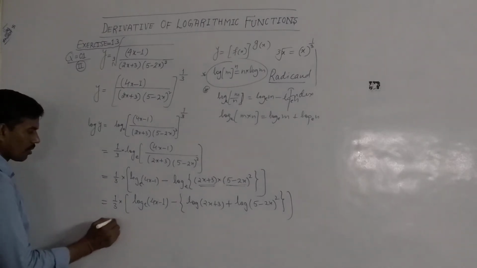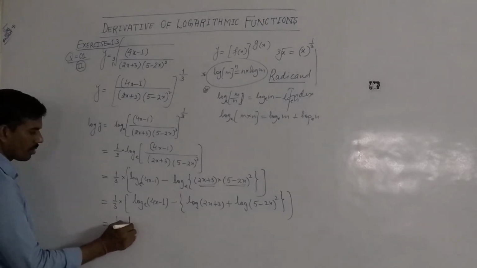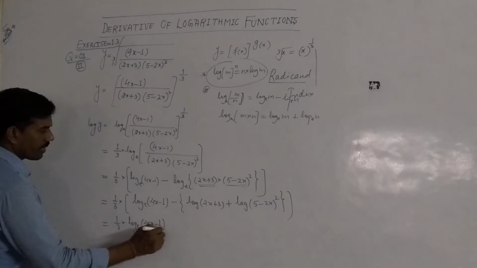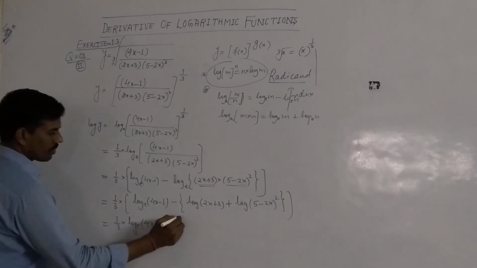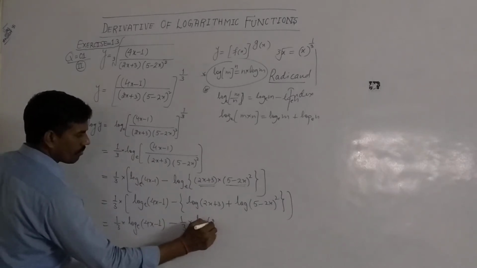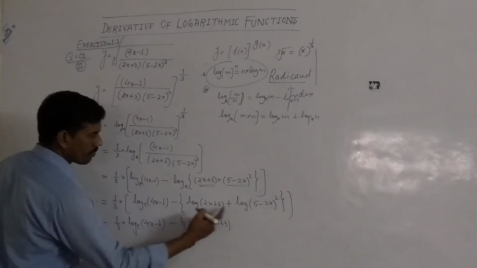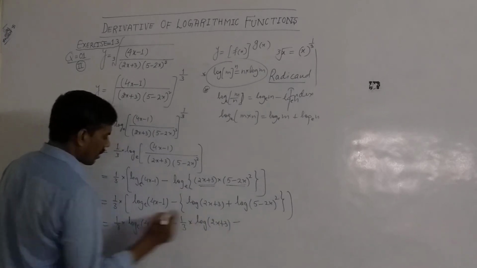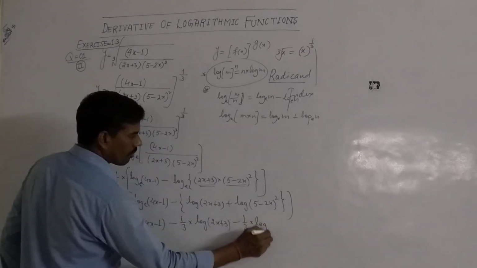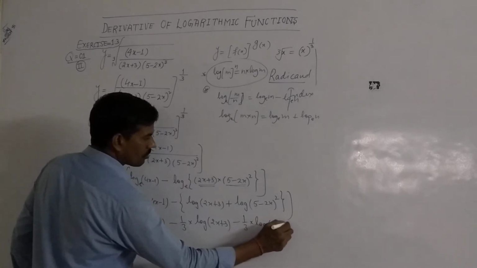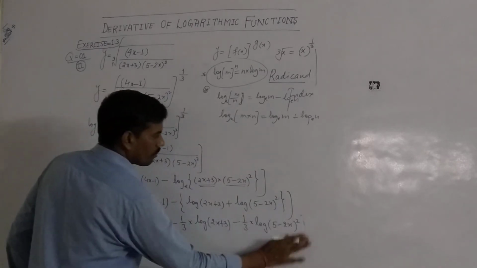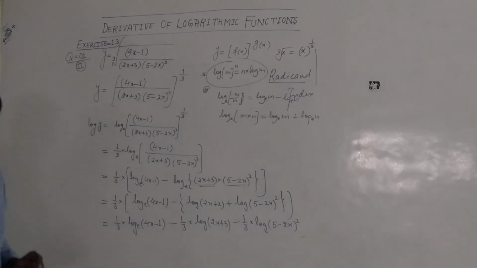We get 1 by 3 into log of e into 4x minus 1 minus 1 by 3 as a whole multiplier, 1 by 3 into log of 2x plus 3 plus into minus minus, and 1 by 3 into log of 5 minus 2x power 2. Okay, leave that bracket. Clear?